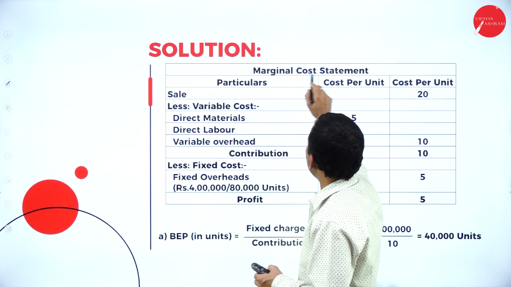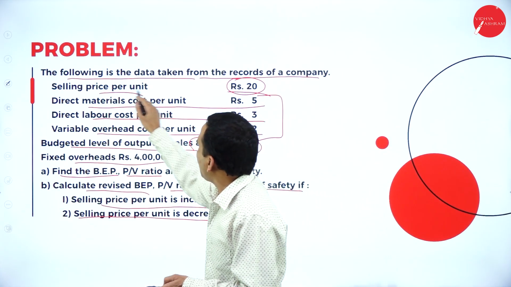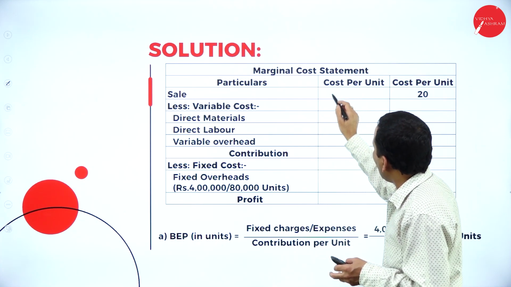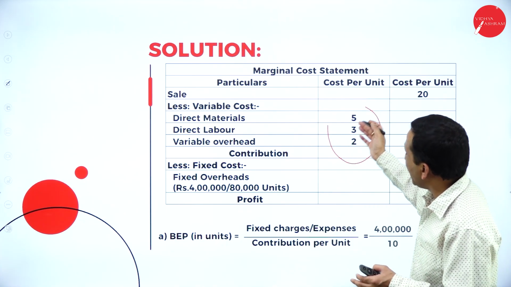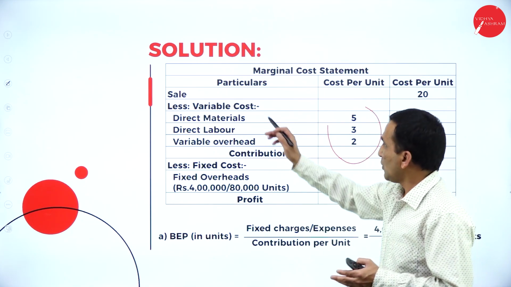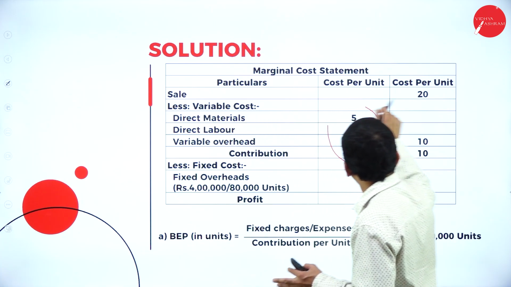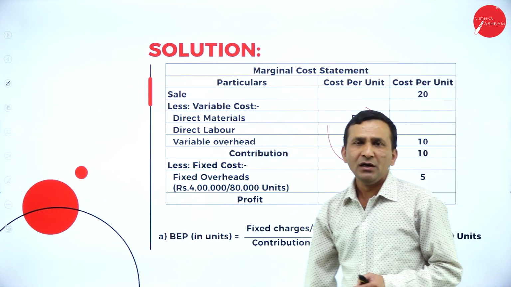Here is the marginal cost statement. The selling price is given as 20, and I have written it here. Why am I writing in the inner column? If there is more than one item, I need to write in the inner column. Here the sales value is not separately given, so directly I am writing it outside. The cost per unit is given as 20.